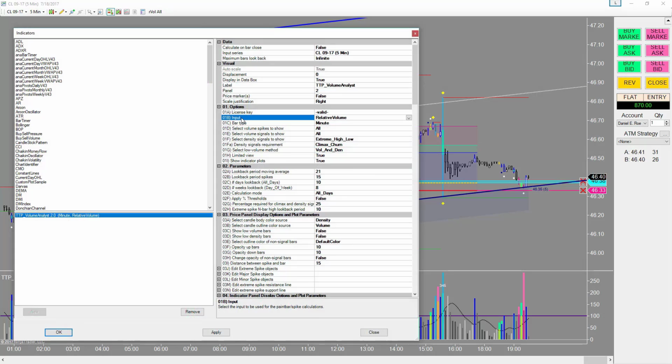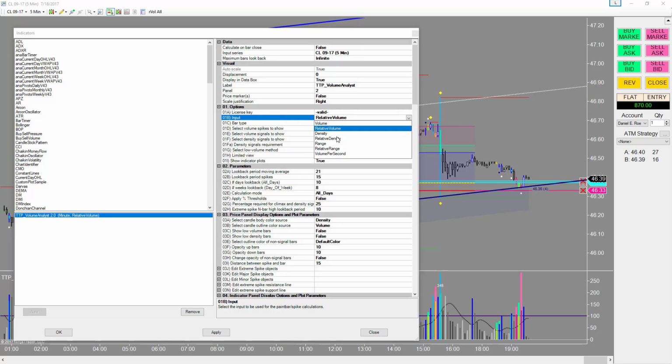So what we've done with the VolumeAnalyst is add 7 different inputs, and think of each input as essentially an independent indicator. So from this drop-down menu under Options 01B Input, you have volume, relative volume, density, and relative density. Density being essentially volume per range, and then relative volume per range. And then we have range, relative range, and then volume per second. So each of these inputs runs its own set of calculations.